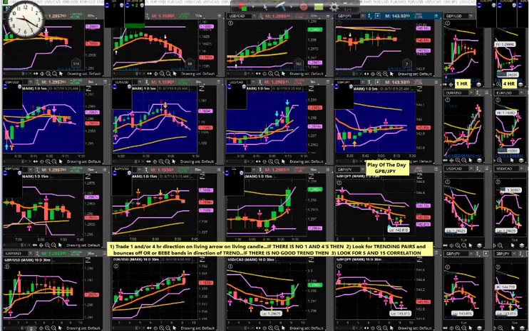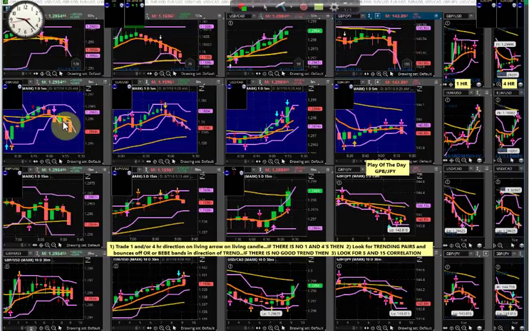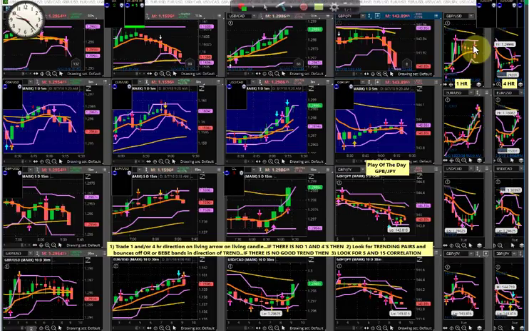Okay, let's go a bit further. So, yeah, you see this is already 6 pips. It's still a good trade. And now we have a 1 hour with us down. So this was a good trade.